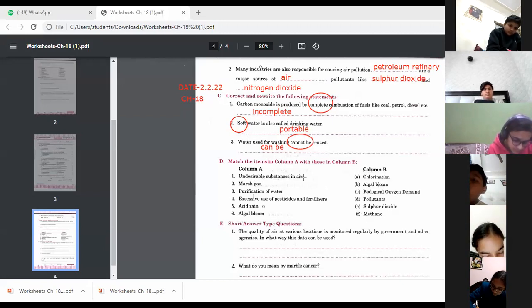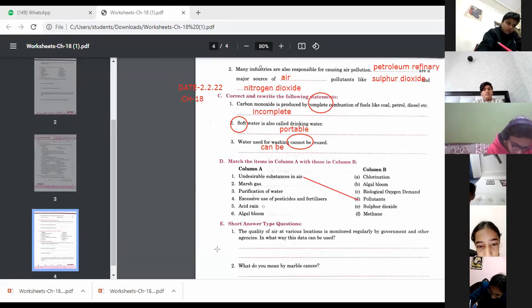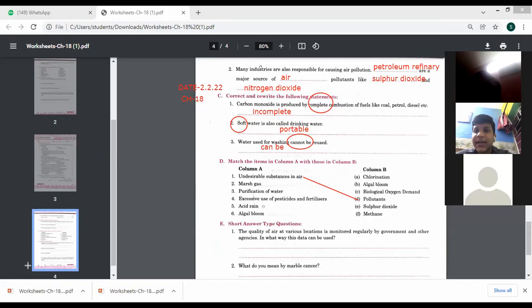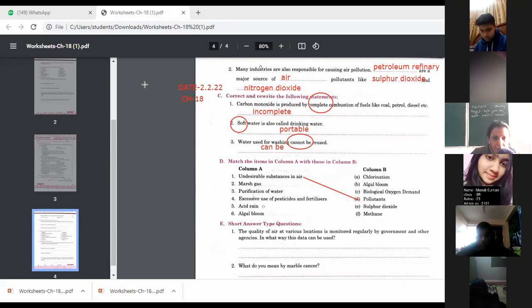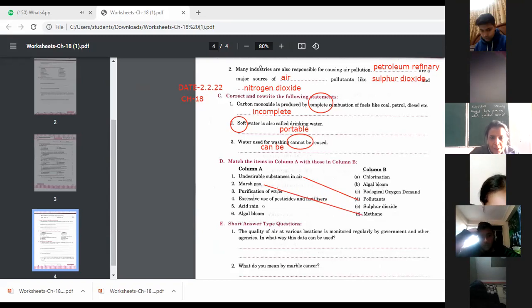Undesirable substances in air are known as? Ma'am, pollutant. Pollutant. Next, marsh gas. What can you say for the marsh gas? Ma'am, methane. Methane is known as a marsh gas. Next is purification of water. Ma'am, chlorination. Chlorination. Okay. Excessive use of pesticides and fertilizers.